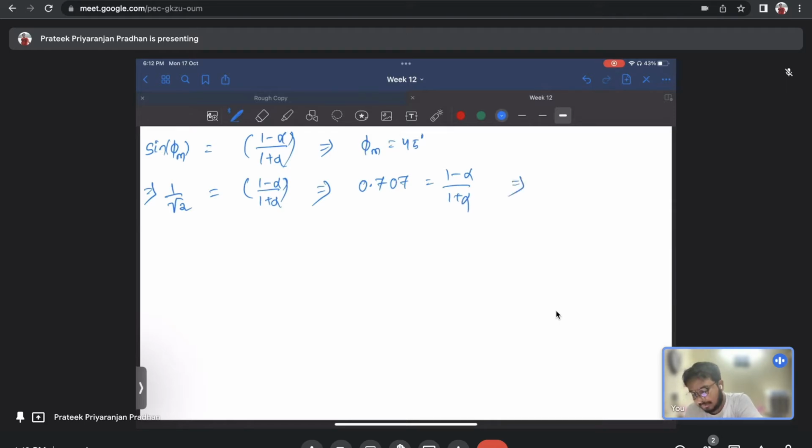So if you calculate this value, the alpha will turn out to be 0.172. I have the solutions, so I'll just write them down. You need to verify this.